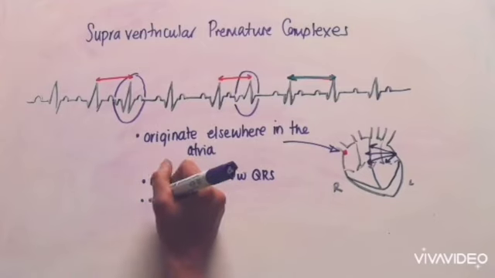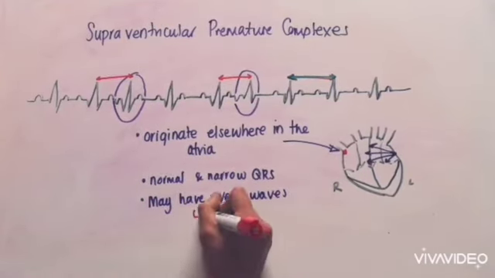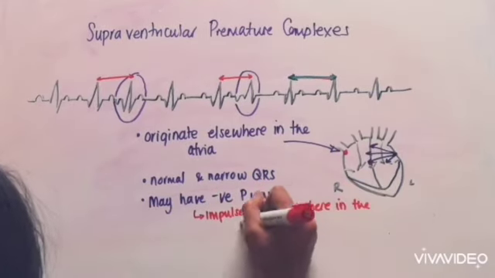Remember, the QRS complexes are still normal and narrow, because once the impulse is getting down to the ventricles, it's depolarizing the ventricles very quickly.